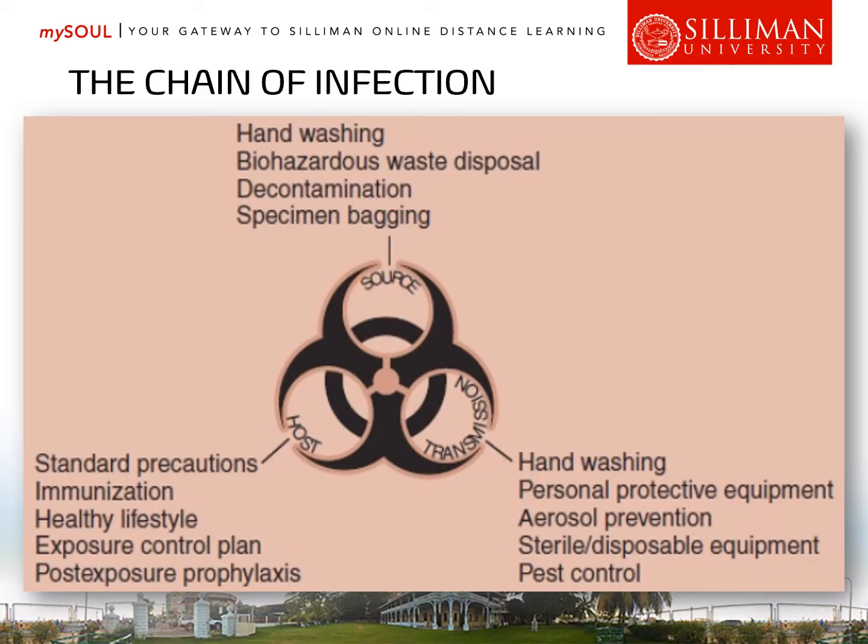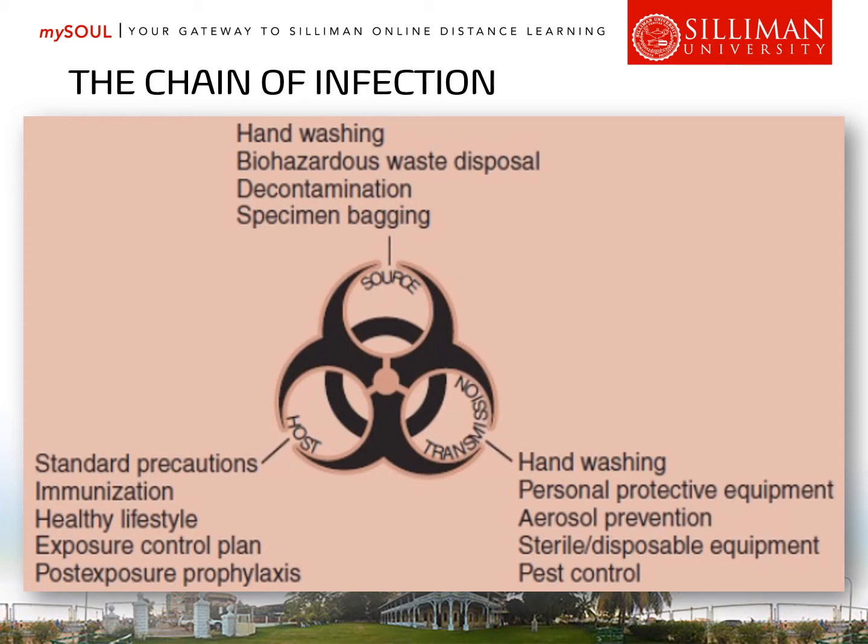This is the chain of infection. As you can see, there are three components in the chain of infection. First, the susceptible host, usually human or animals. We also have the source, which is usually an infectious agent, and the mode of transmission. In each of these three components, we can find different ways on how to destroy or mitigate the component to prevent disease from happening.